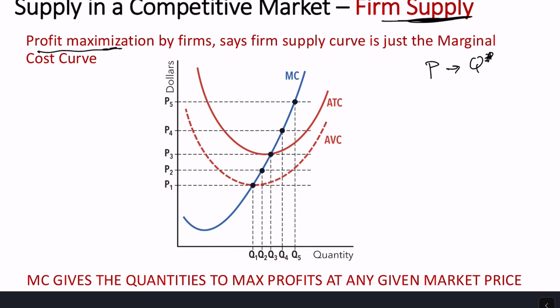So if you wanted to draw a supply curve for an individual firm, it's going to be the exact same thing as that firm's marginal cost curve. That marginal cost curve gives the quantities to maximize profits at any given market price.